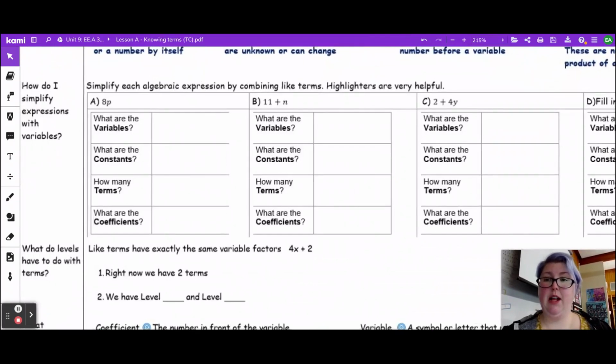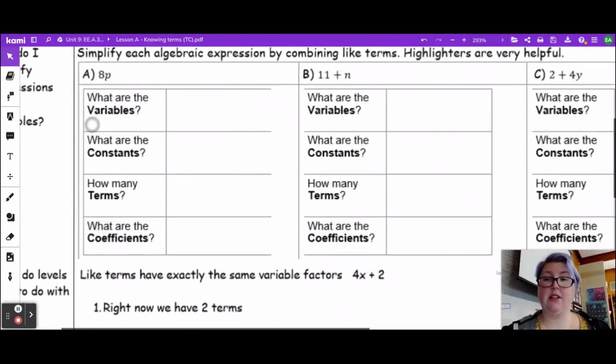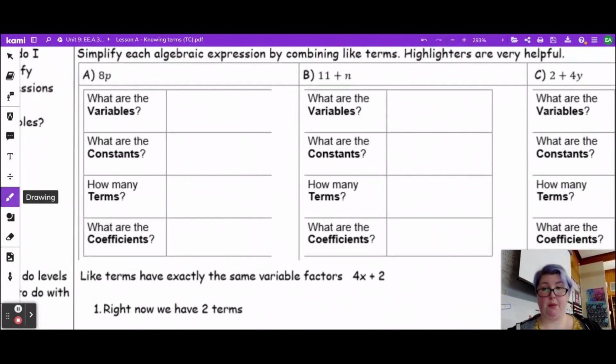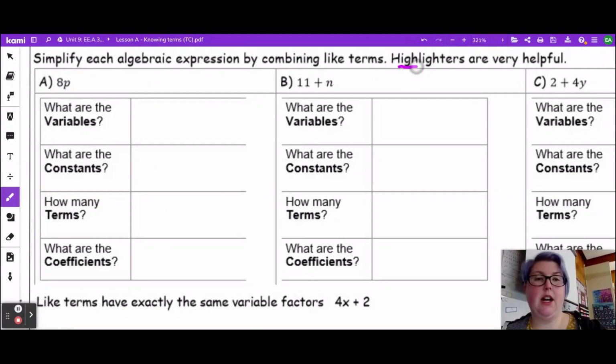So now let's look at some additional examples. Highlighters are very helpful. Highlighters, markers, underlining, however you want to do this. So I am going to color code these as we go.